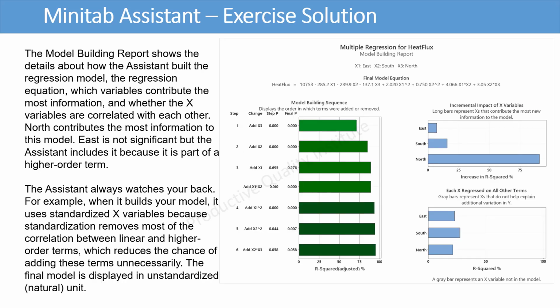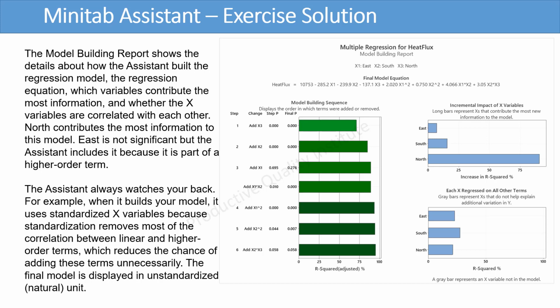The model building report shows the details about how the assistant built the regression model, the regression equation, which variables contribute the most information, and whether the X variables are correlated with each other. North contributes the most information to this model. East is not significant, but the assistant includes it because it is part of a higher order term. The assistant always watches your back.